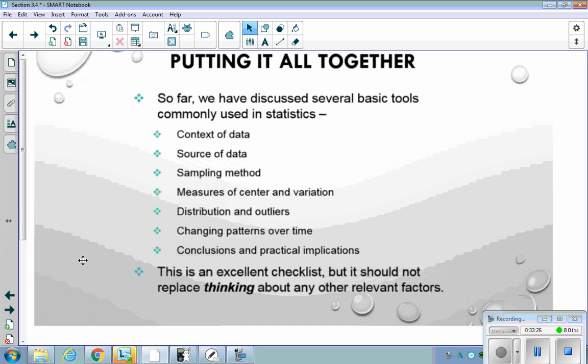We've talked about measures of center. Somebody tell me measures of center. Mean, median, mode. How about variation? What did we talk about for variation? What are some of the measures? Standard deviation. And what about the range? The range is another measure. The unusual values, that's going to be my outliers, the distribution, and the outliers.